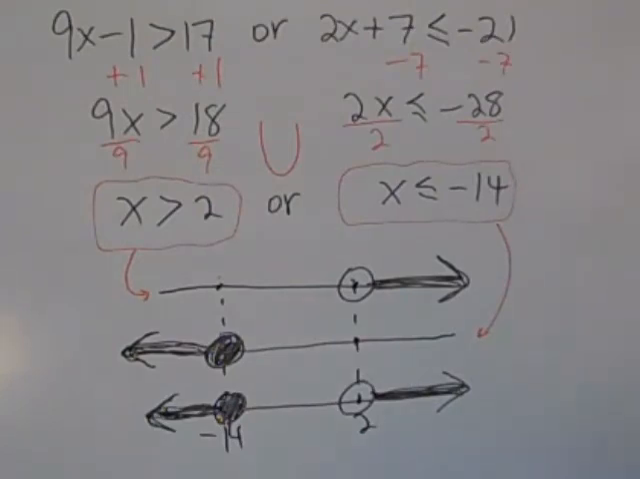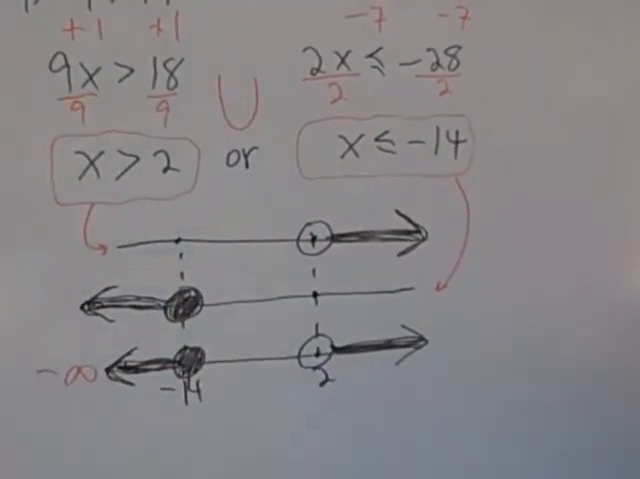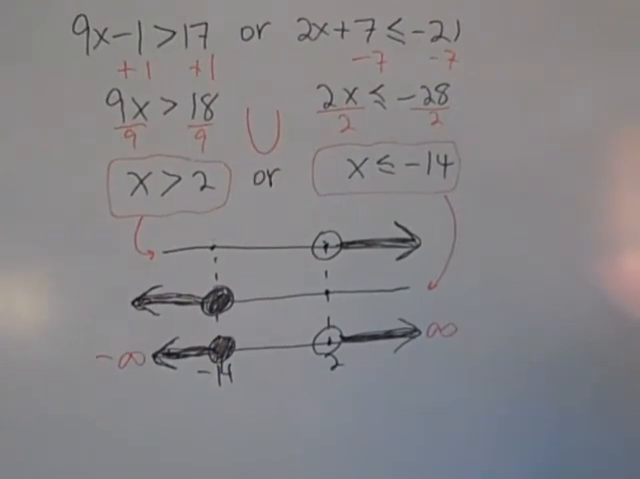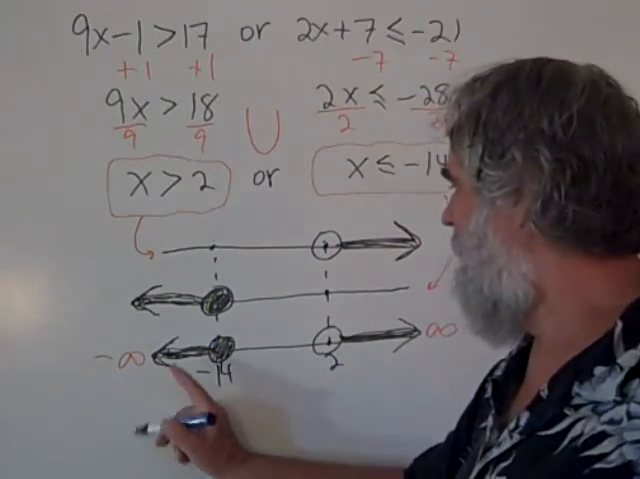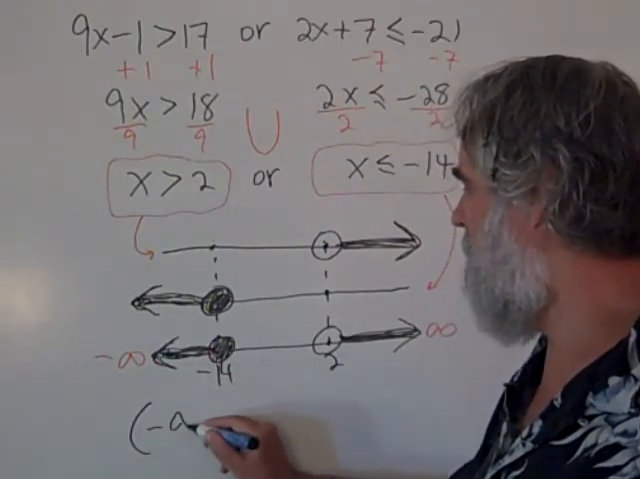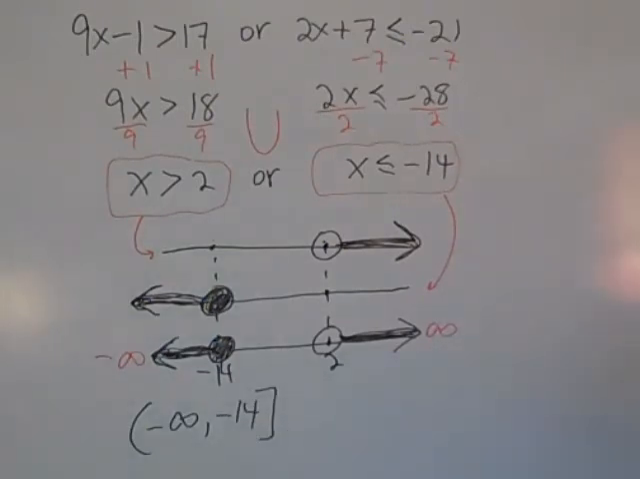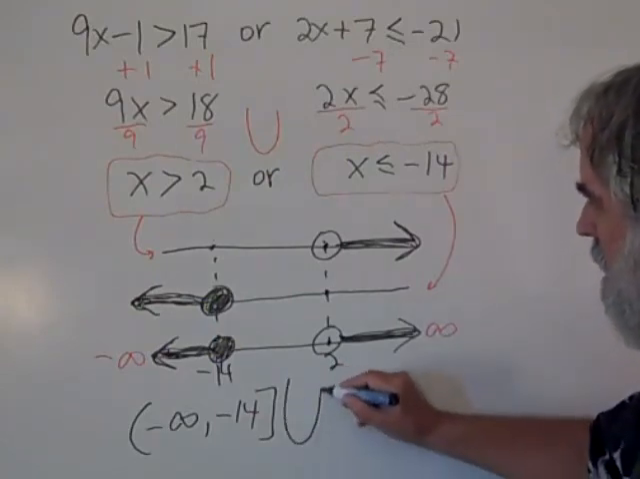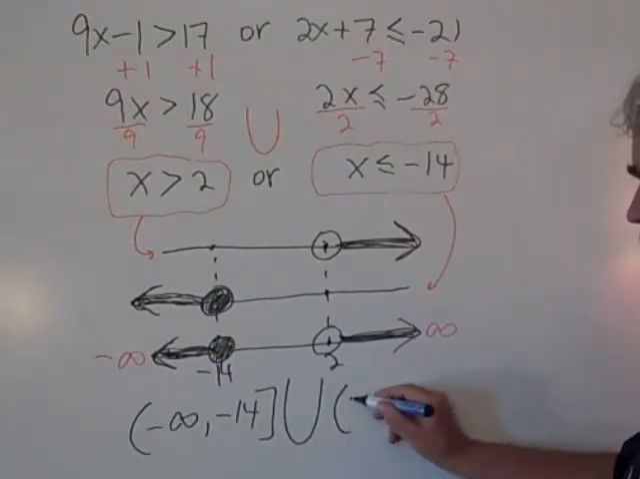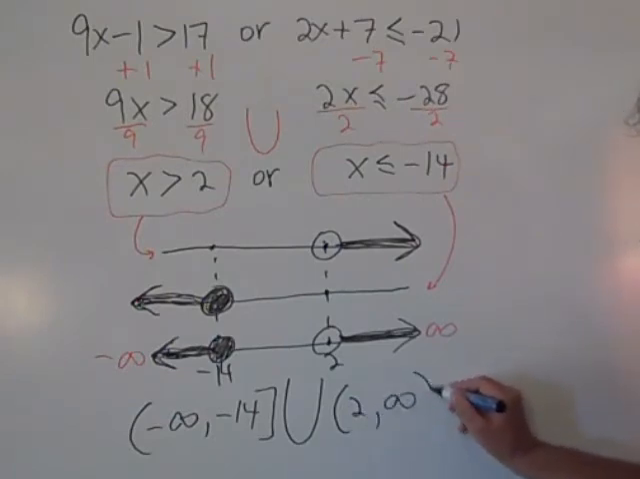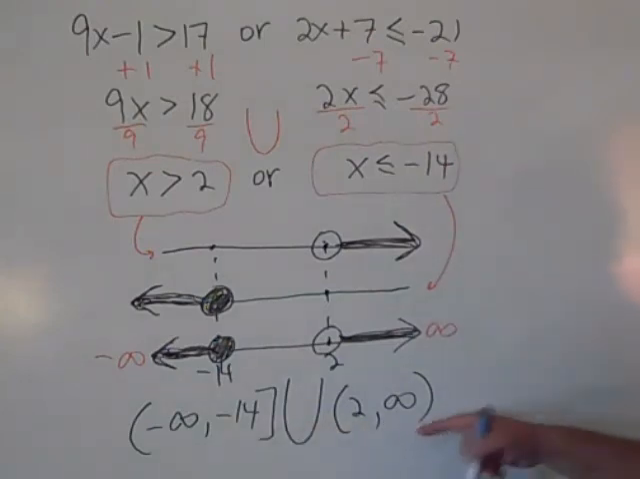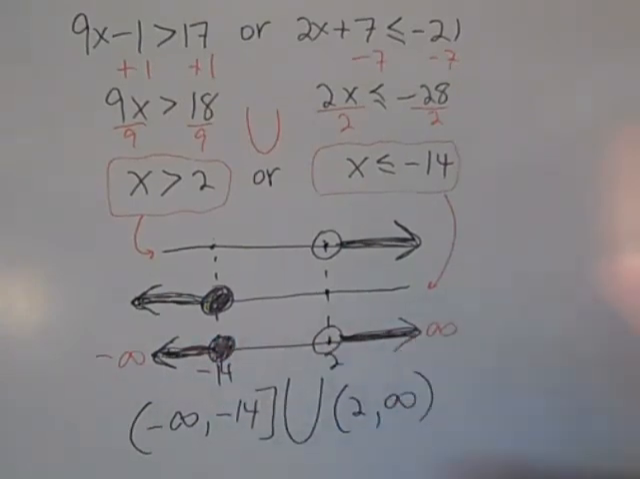And as usual, you can imagine a negative infinity living at the end of the number line to the left, and positive infinity living to the right. Then we can write this in interval notation by saying this part is the set of all x between negative infinity and negative 14, including the negative 14, along with, so that's the union, the open set that goes from 2 out to infinity, not including the 2 here. So this is how you'd write the solution in interval notation. You have to use the union symbol to join these two separate regions together.